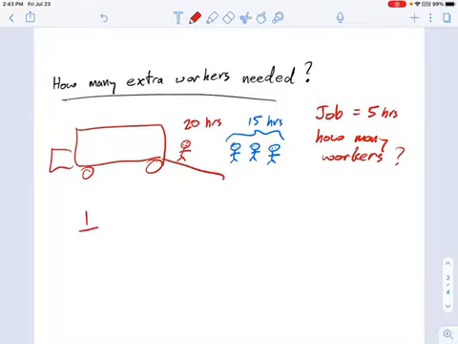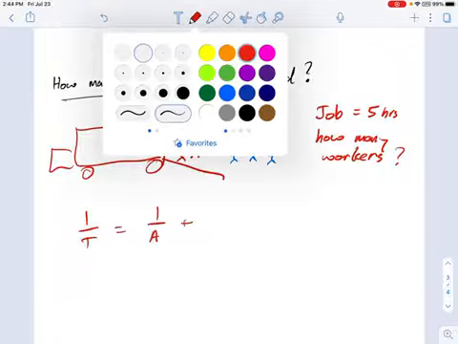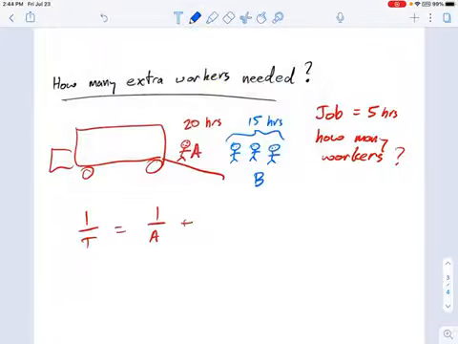So the way we do this is we do 1 over t equals 1 over a plus, so a is this guy. Okay, this is a. And these guys over here, these are all b. They're all going to work at exactly the same rate, 1 over b. So 1 over b is 1 worker. 1 over b is 2 workers. 1 over b is 3 workers. I don't know how many of them I need. Okay, so let's call this a question mark.